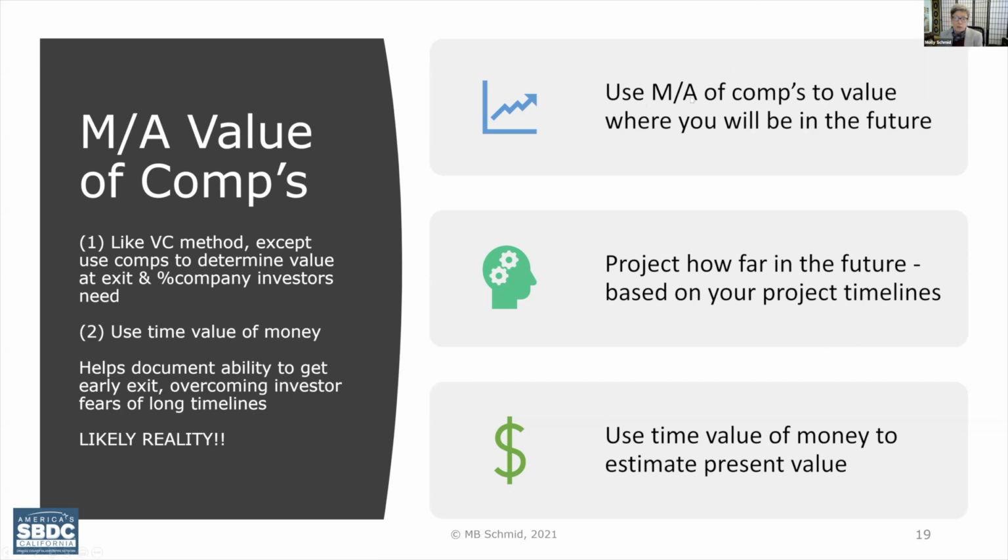And so you're using the M&A of comparable companies to value where you will be in the future, right? So if you say this company got acquired for $100 million and in 3 years we could be there, that's really similar to our situation. So use the M&A values of comparable companies to value where you will be in the future. You estimate based on your project timelines how far in the future that M&A event will be. And then you use the time value of money to estimate the present value, right?